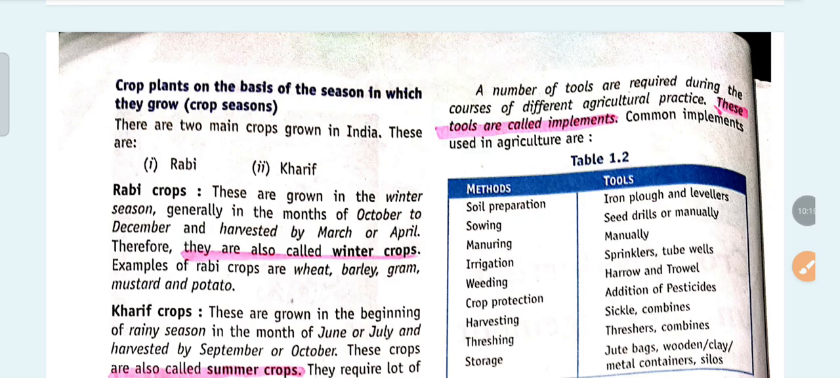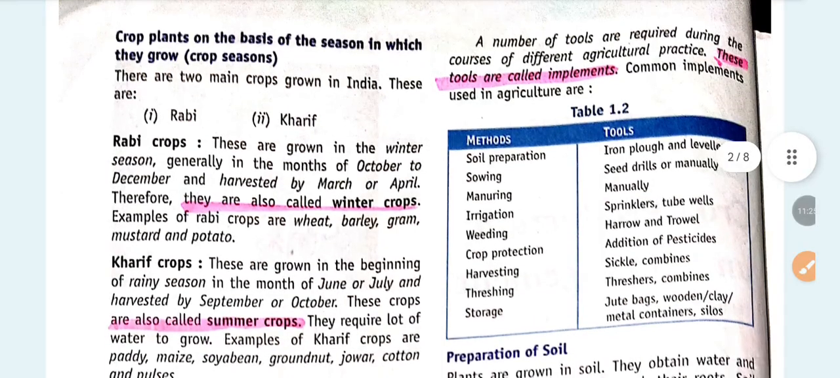Now, crop plants on the basis of seasons in which they grow. Crop plants are classified into two main crops grown in India. They are called kharif crops and rabi crops. So first let's learn about rabi crops. These are grown in the winter season, generally sown in the months of October to November, and are harvested by March or April. Therefore, they are called winter crops. Examples of rabi crops are wheat, barley, gram, mustard, and potato. These are of different kinds: some are cereals, some are pulses, and some are tuber crops. All of these crops and many more are sown in the winter season, and therefore are known as rabi crops.